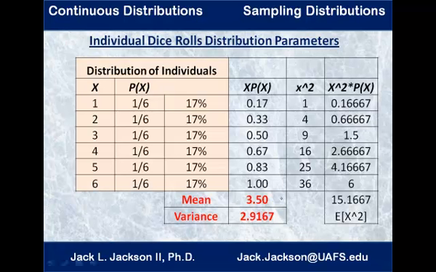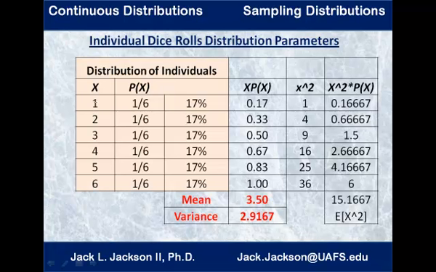Now, there's a couple of different ways we can do the variance. It's the expected value of (x minus mu) squared. But it's also the expected value of x squared minus the mean squared. And so I'm going to use that second alternative formula to compute this time.